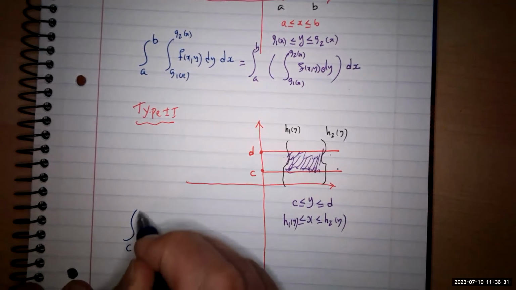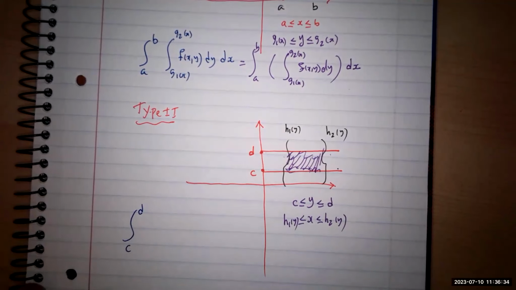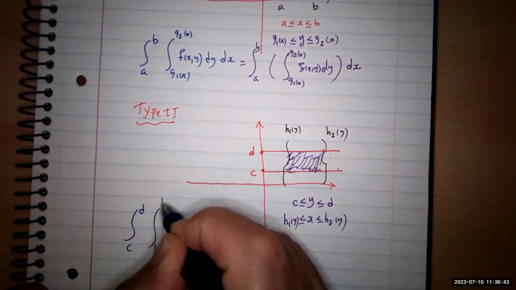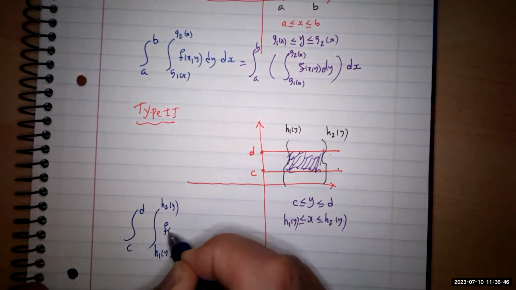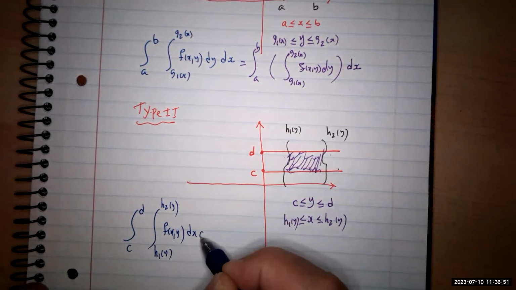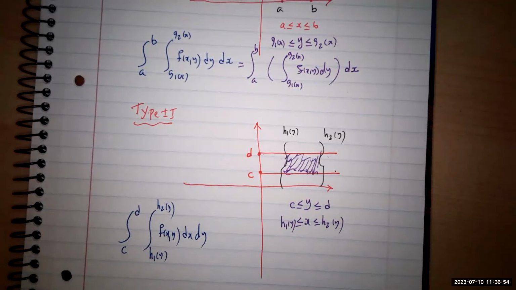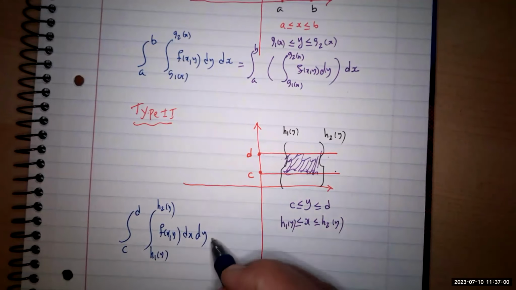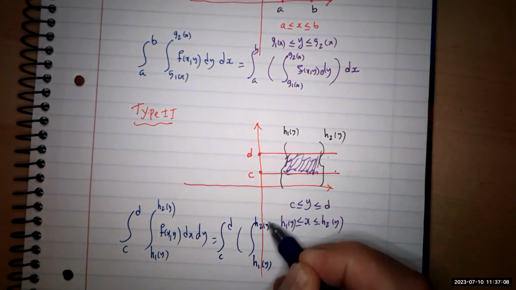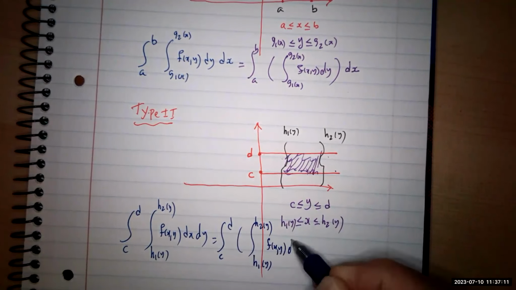You have to start with c and d for the y. Then you have to go from h1 of y to h2 of y, your function. And you know that you have to go with dx first, dx, dy. So it's important to know which one goes first. Okay, and the interpretation is just the same as we did. So it's c to d, you have to integrate with respect to x first, and then come back and continue.